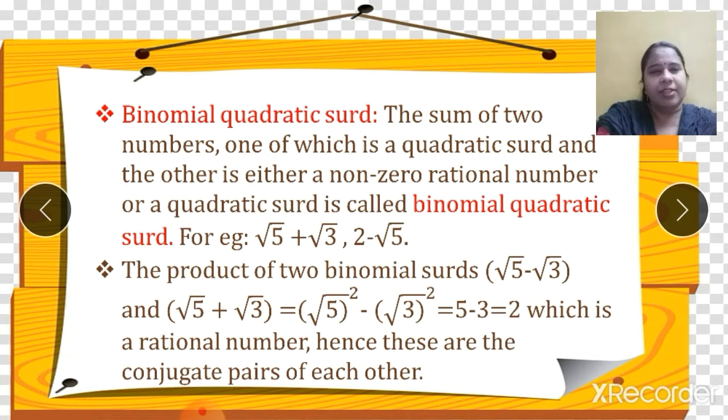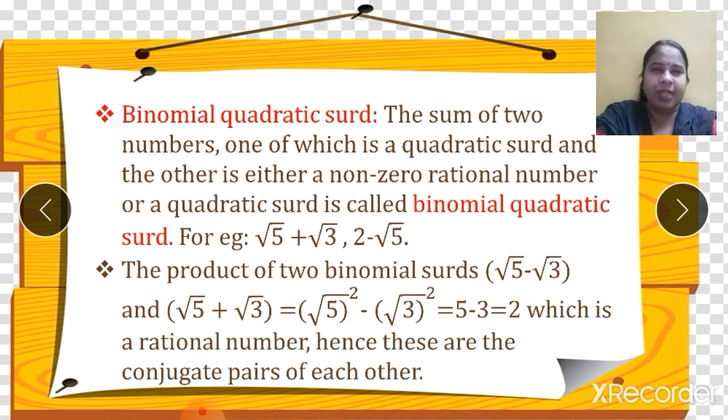Okay. Then the next important point is the product of two binomial quadratic surds. For example, suppose I take this root 5 minus root 3. The other one is exactly the same but with an opposite sign, root 5 plus root 3. See, exactly the same numbers, root 5 and root 5, root 3 and root 3. But once I have taken it with a minus sign and next time I am taking it with a plus sign. What do I get when I take the product of this?